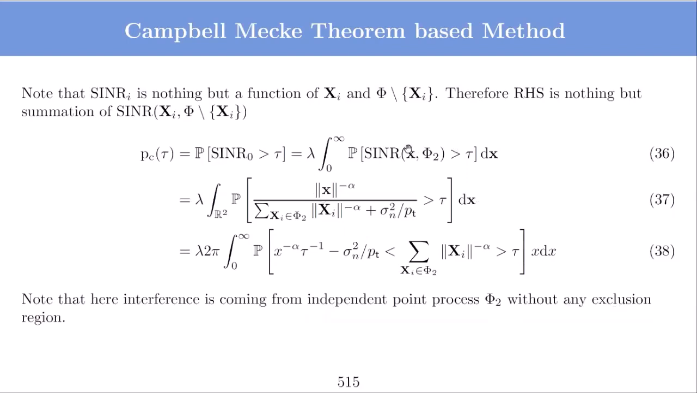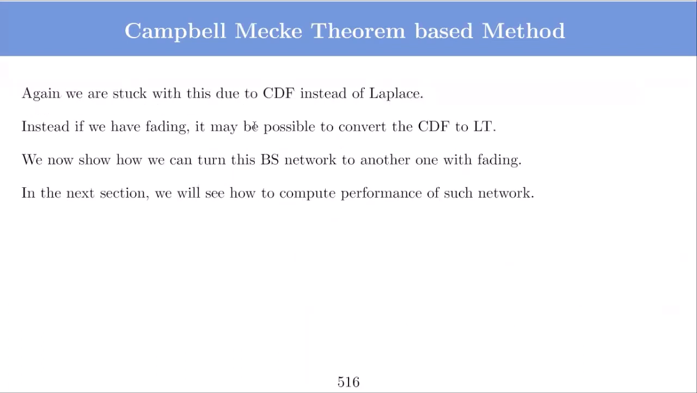There's a summation over all xi's. It is not like it is the closest base station or anything like that. So this I is the unconditional interference without any exclusion. But the problem is we are still stuck because we require a CDF instead of the Laplace transform. If we have fading, it may be possible to convert the CDF to a Laplace transform. So we now show that we can turn this base station network into another one with fading.